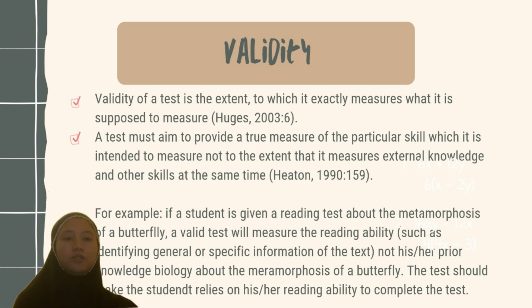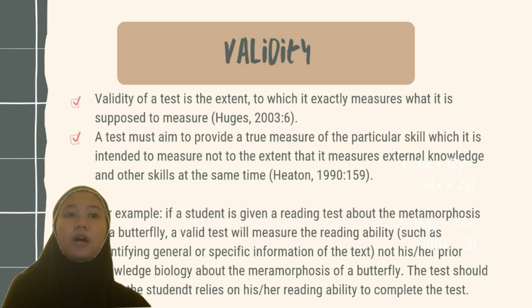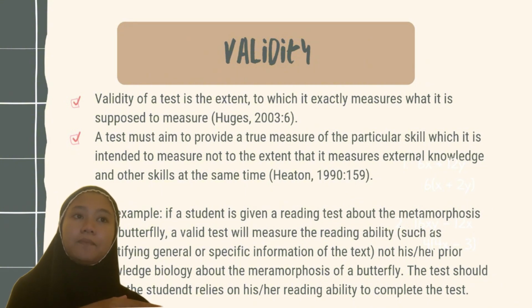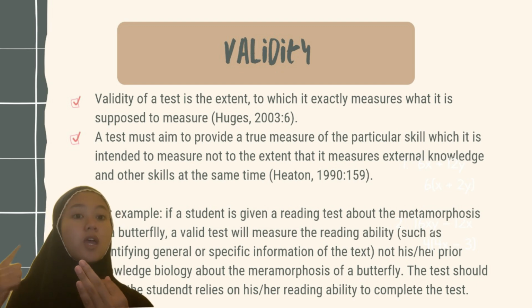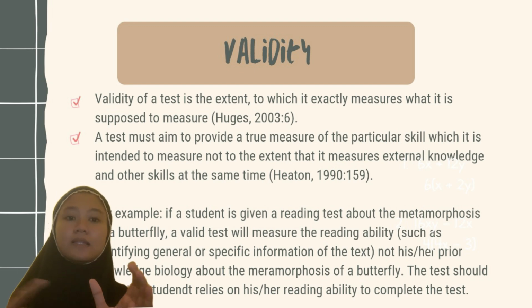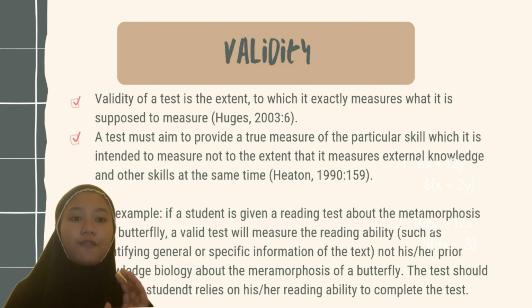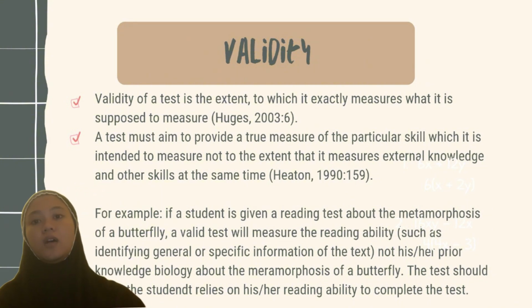Based on Brown 24, there are 5 ways to establish validity. First is content validity, then criterion validity, construct validity, consequential validity, and the last is face validity. Okay, the first kind is content validity.